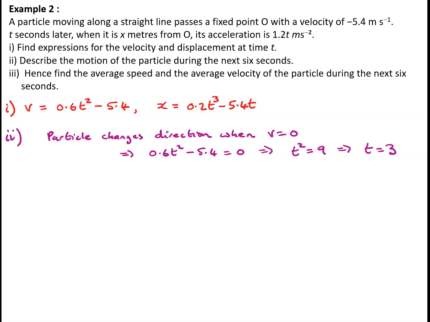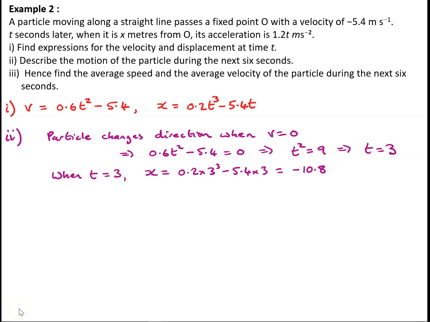We only want to consider values of t between 0 and 6, so we don't need t equals minus 3. When t equals 3, the value of x is 0.2 times 3 cubed minus 5.4 times 3, which gives me minus 10.8. So in the initial part of the motion, we've got x equals 0 when t equals 0. When t equals 3, we've got x is minus 10.8.